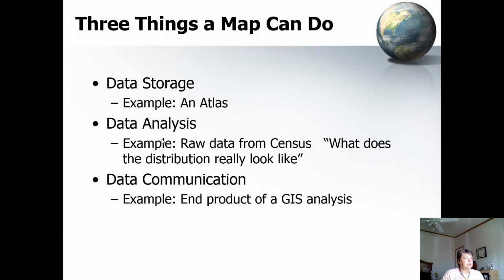All right, let's move forward. Maps can do these following things. They're essentially data storage, like an atlas. It's got data there. Data analysis. If you had some data from the census, you could find out what the population distribution looks like and what your demographics look like in the city. And it's a one-way communication tool.